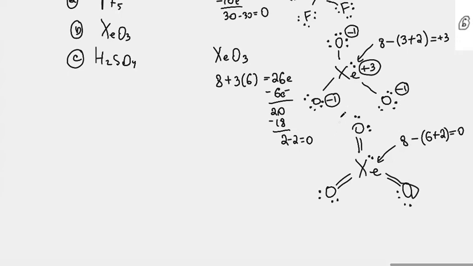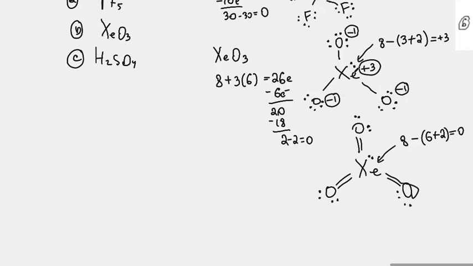So just to reiterate, when we saw this molecule, we first used our regular Lewis dot structure guidelines to figure out the Lewis dot structure of this molecule. Then we noticed that xenon was below period 3, so it was capable of having an expanded octet. And then we calculated the formal charge to find out that xenon has a +3 charge, while oxygens are -1.